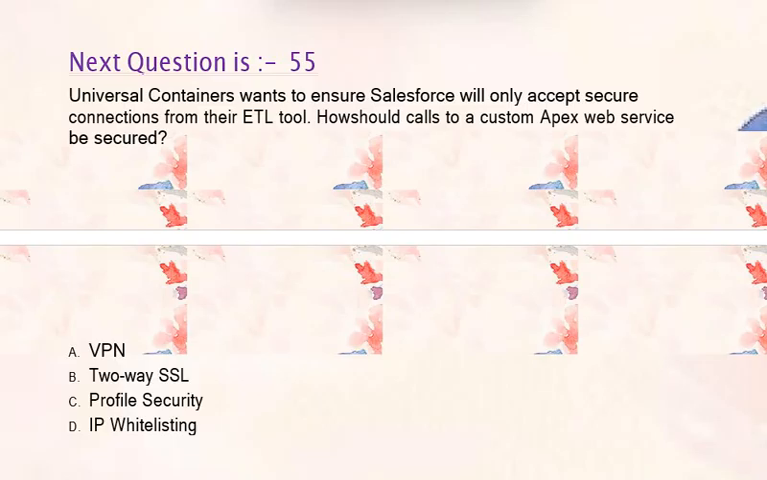Question is Universal Containers wants to ensure Salesforce will only accept secure connections from their ETL tool. How should calls to a custom Apex web service be secured? Option A VPN, Option B two-way SSL, Option C profile security, Option D IP whitelisting. Correct answer is option B.